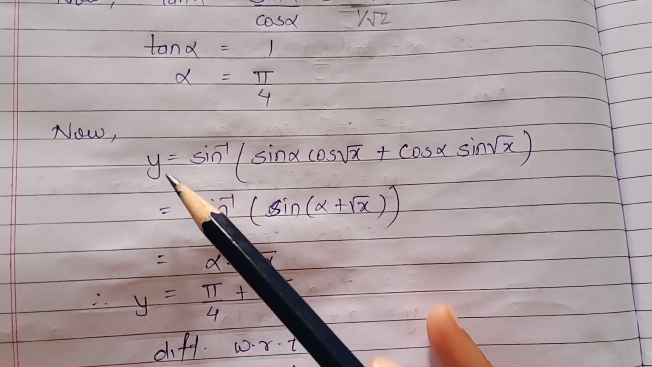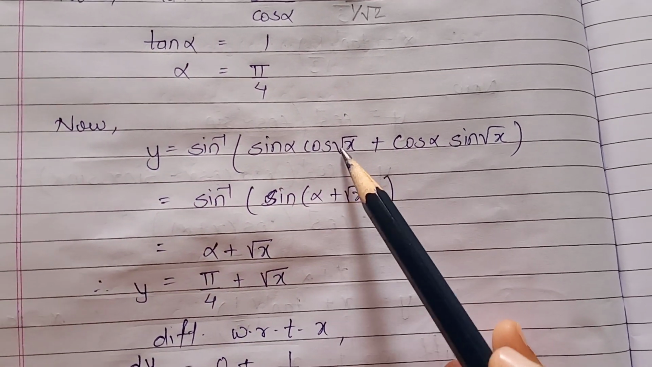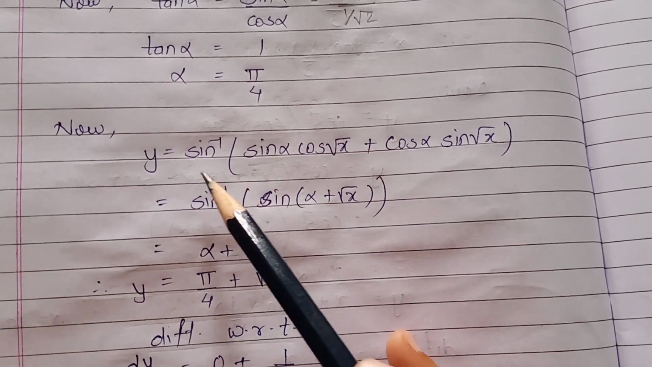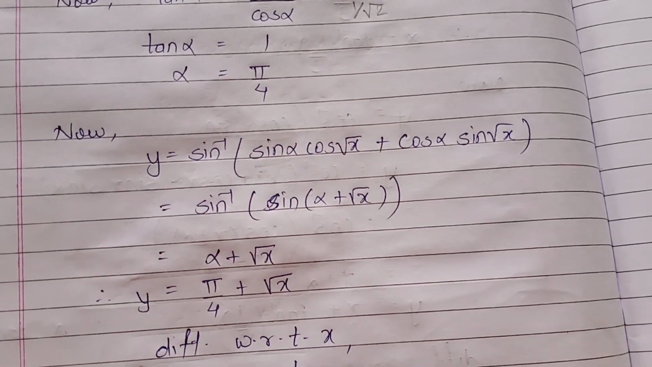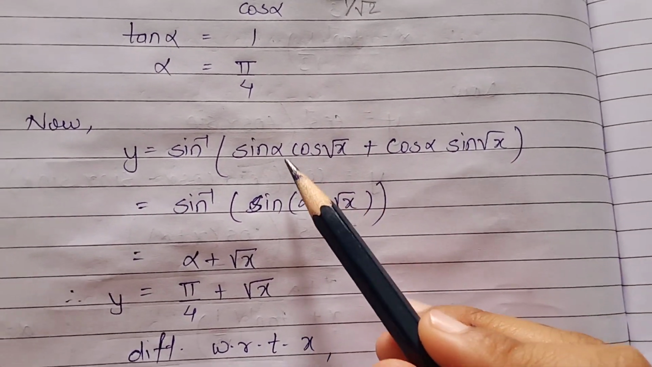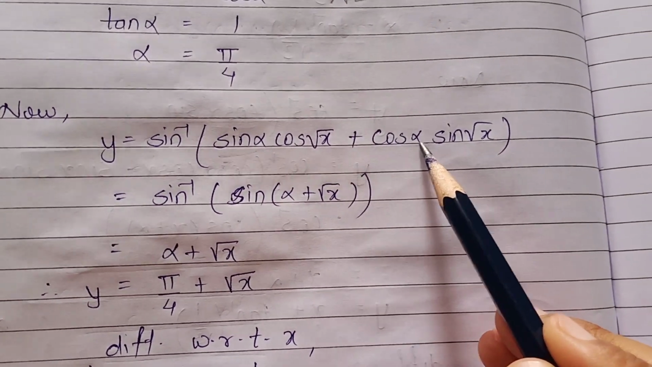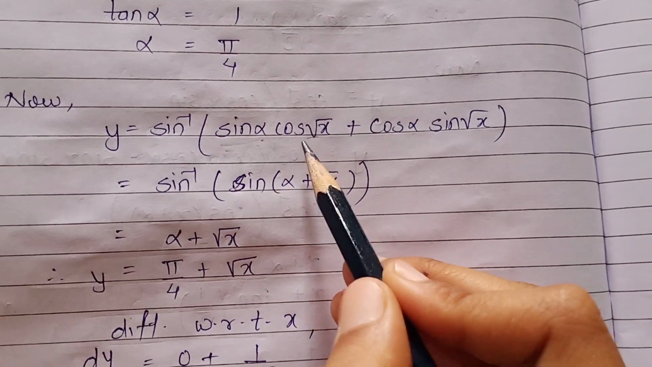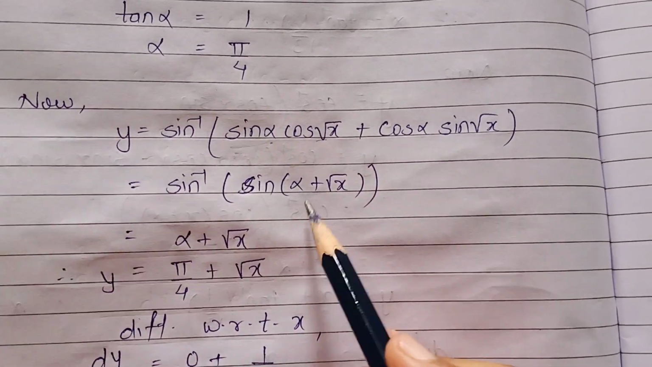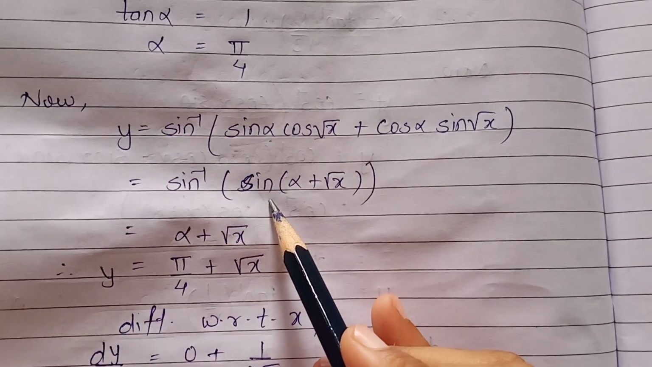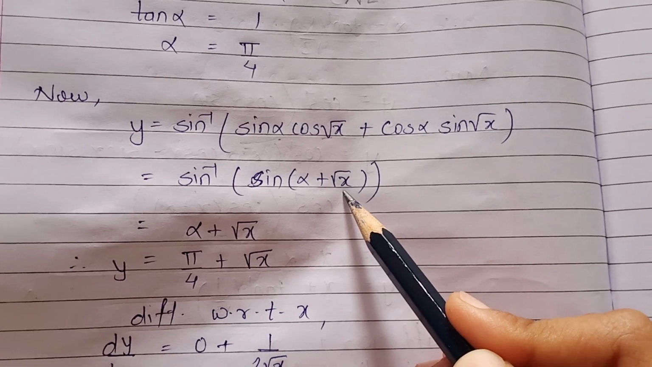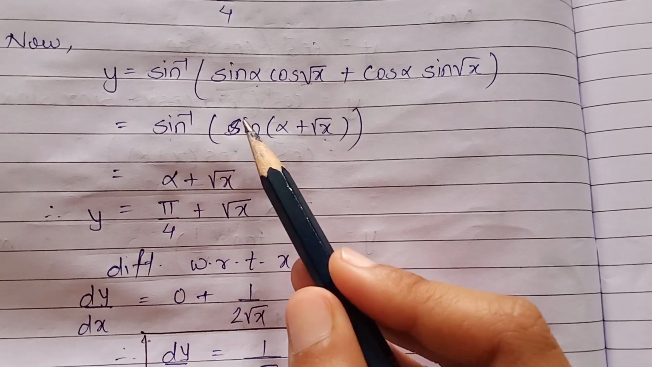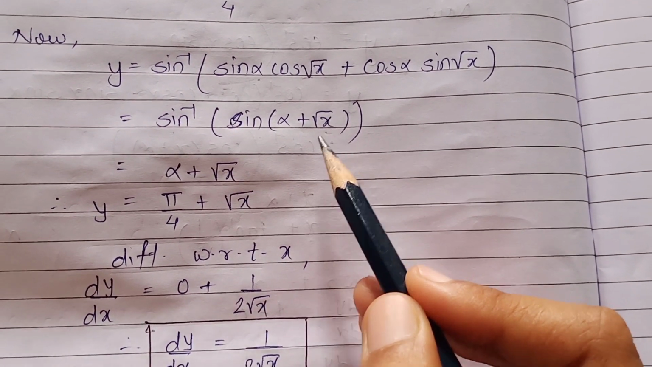So now take your y. Instead of those numeric terms, you have to write the considered terms. So now the step will be y is equal to sine inverse of sine alpha cos root x plus cos alpha sine root x. Now it is the formula of the alpha and root x combination, so plus only. So sine inverse of sine of alpha plus root x. Now after cancelling sine inverse and sine, we will get alpha plus root x only.